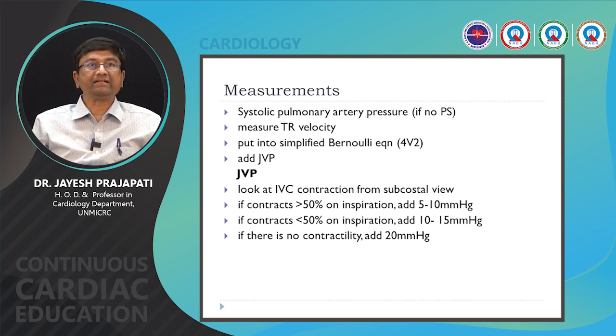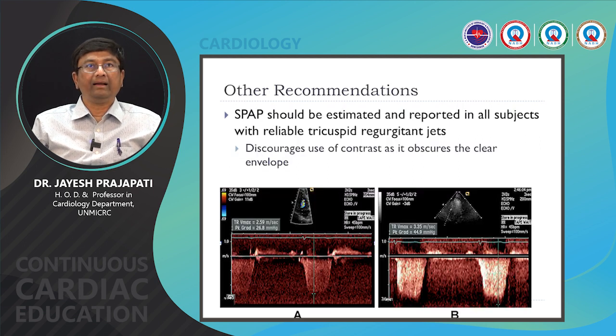If the IVC contracts more than 50% on inspiration, add 5 to 10. If less than 50%, add 10 to 15. If there is no contraction, then the RA pressure is high, add 20. So you have to measure the TR velocity and add the RA pressure like this formula. So this is how we measure.